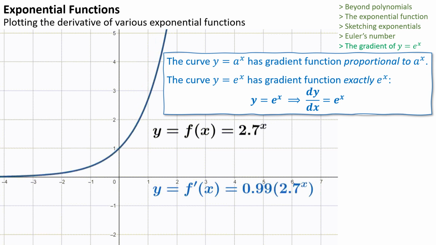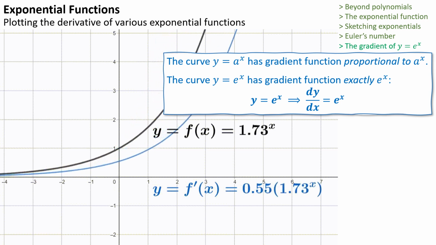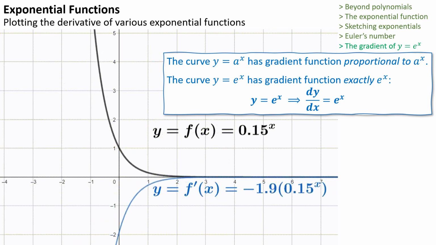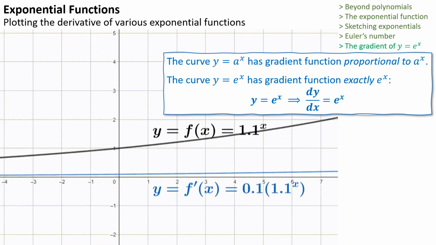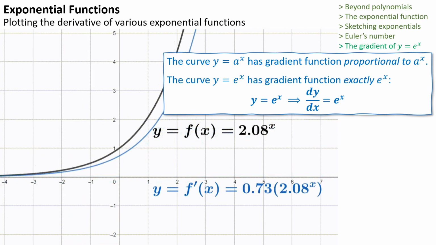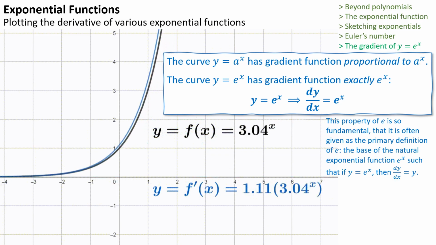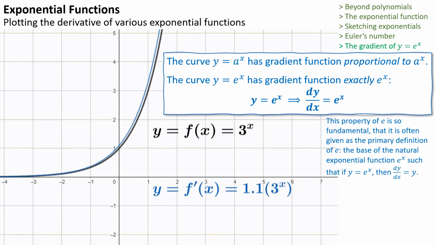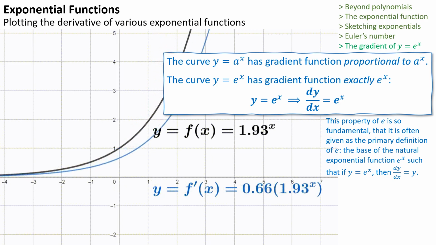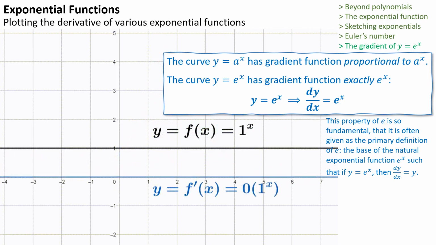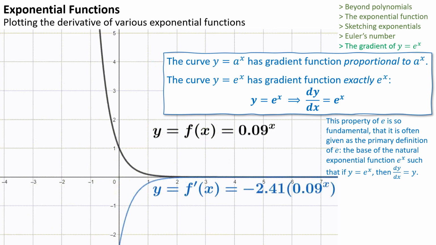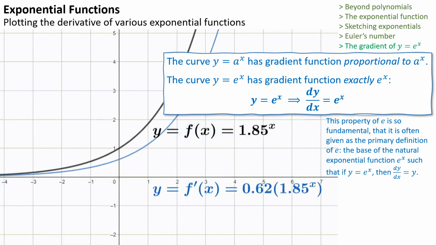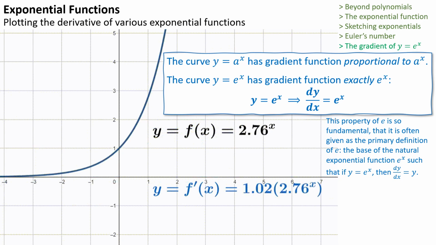It's not quite the same as 2 to the x, it's about 70% of 2 to the x. But y equals e to the x has the special property that if y equals e to the x, then dy by dx also equals e to the x. This is so special that often it's cited by mathematicians as the primary definition of the value e. It is the base of the exponential function which satisfies the condition dy by dx equals y.